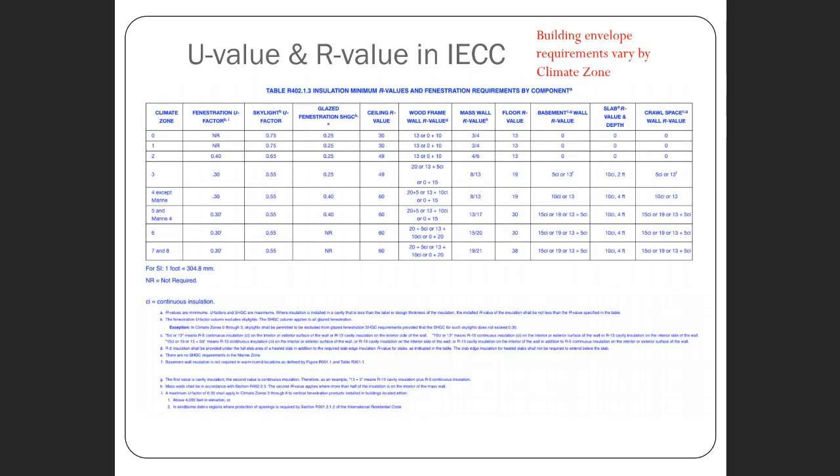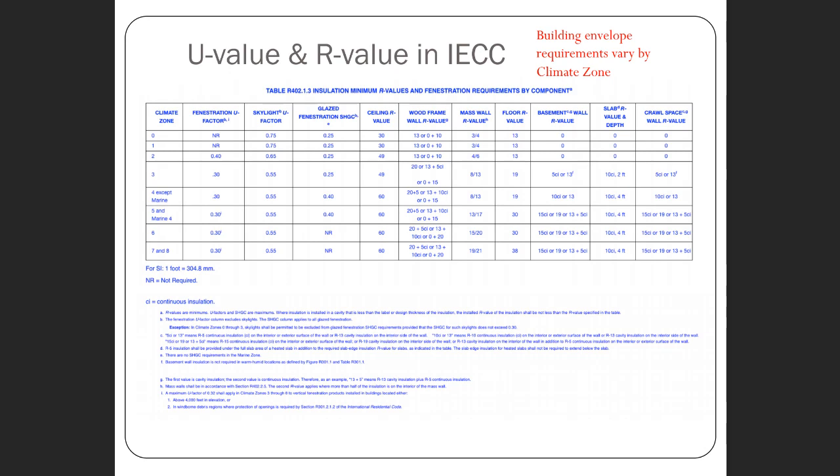This is a little hard to see on the slides here. Sorry, I'll post these on Blackboard, but the code will typically have a table like this that will provide the minimum values for insulation, right? So we in Chicago are in climate zone number 5. This is the brand spanking new 2021 IECC, right?